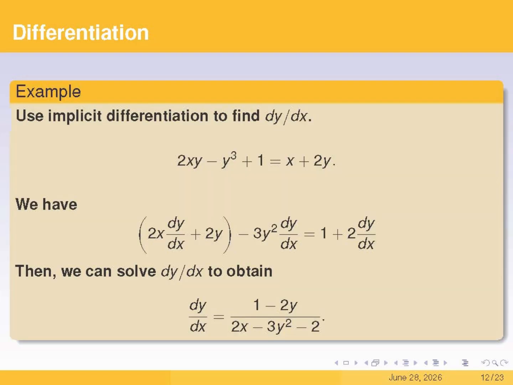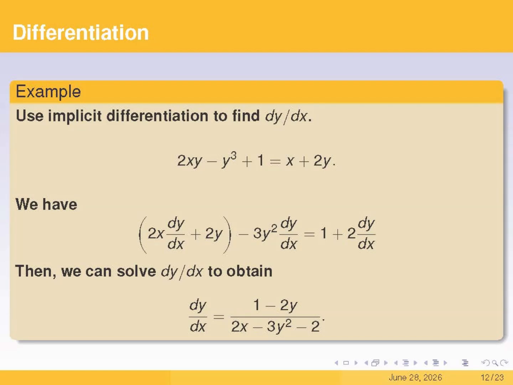This example requires us to use implicit differentiation to calculate dy dx. We will differentiate both sides of the equation with respect to x. First, let us differentiate the left side of the equation. The first term, 2xy, must use the product rule, treating 2xy as the derivative of the product of two functions of x. The first function is 2x, and the second function is y.